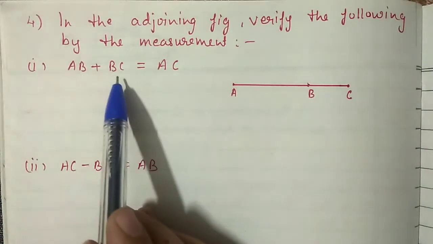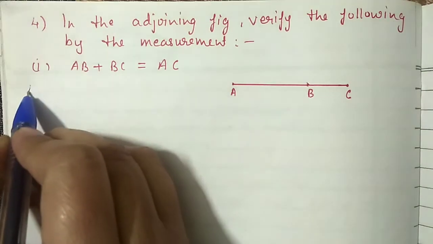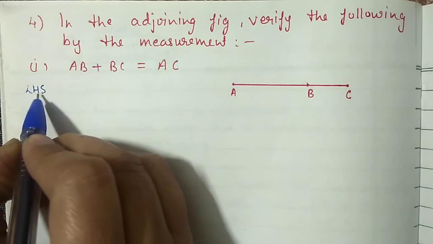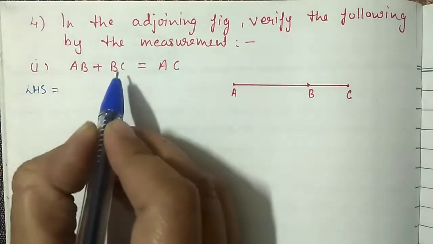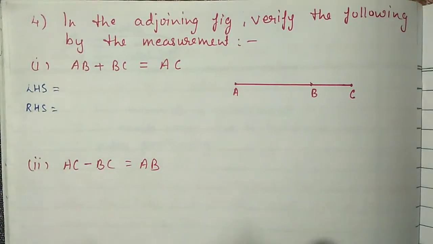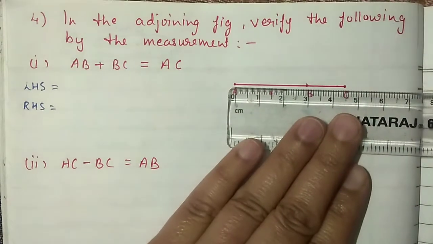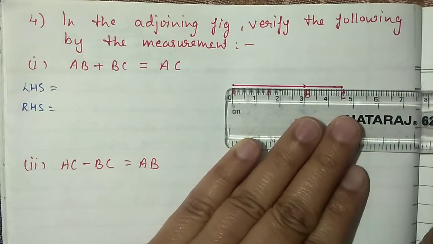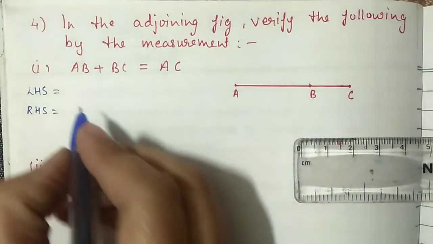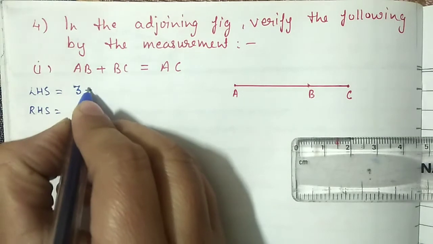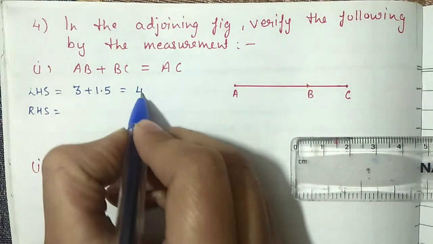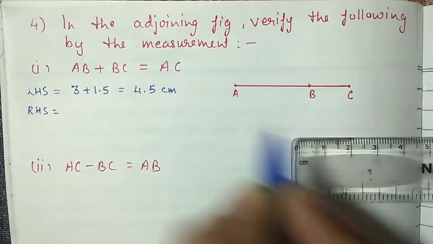So this side, left side of equal to, we will call left side. So first we will check the left side. We will write it as LHS, means left hand side. And then we will find out the right side also, AC. So first we will measure AB. If you keep your scale, then you will find A to B it is 3 cm and B to C it is 1.5 cm. So AB is 3 cm and B to C it is 1.5, and together if you add you will get 4.5 cm.